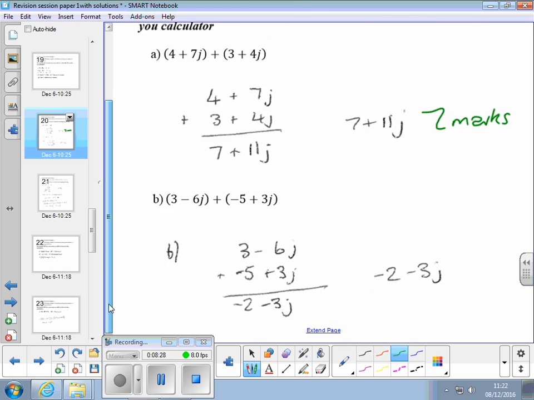Add them together, 3 minus 6j and minus 5 plus 3j. Answer is minus 2 minus 3j, 2 marks.